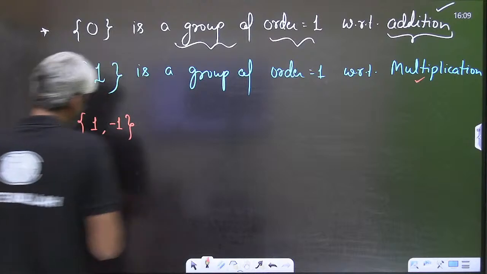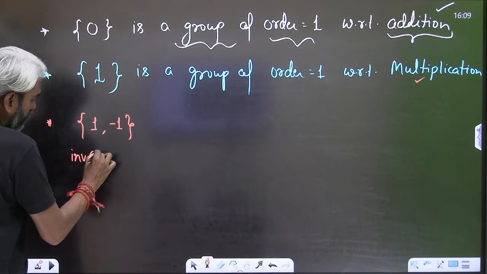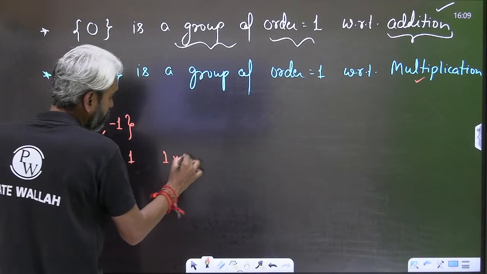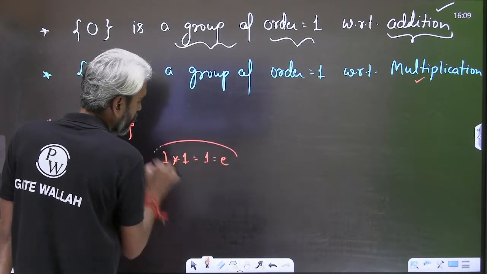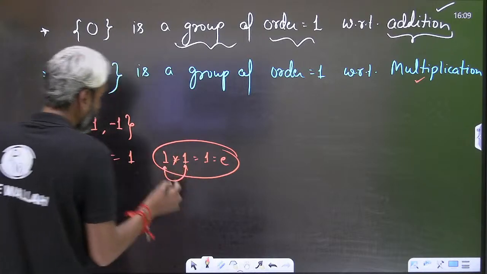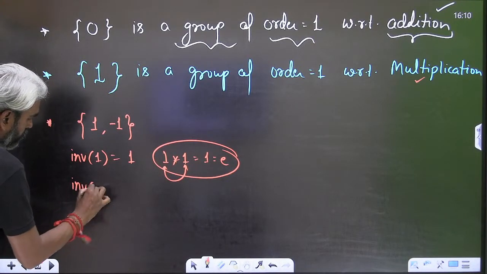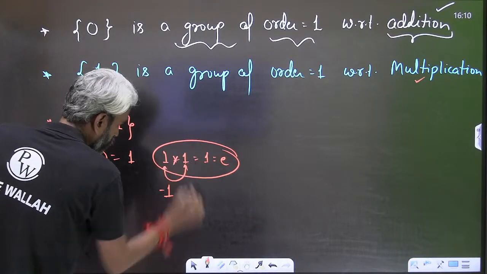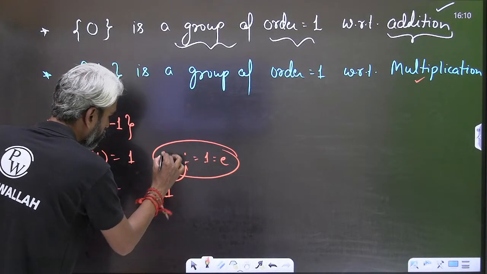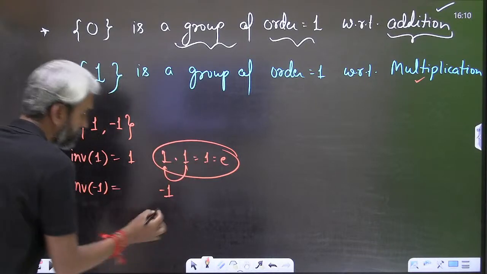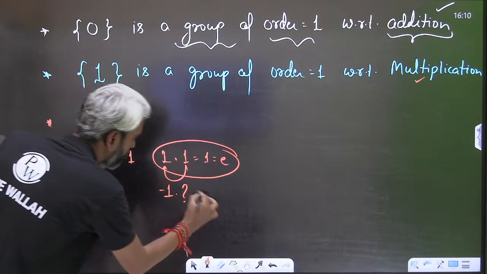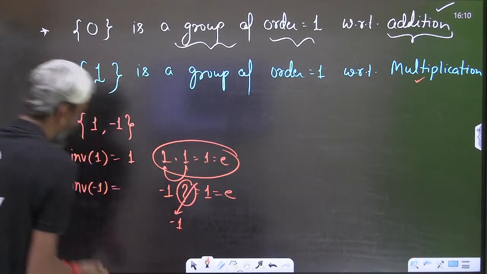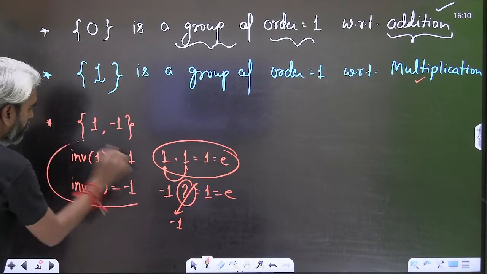Now, what will be the inverse of 1? As I told you, the inverse of the identity element will always be the identity element. Why? Because 1 times 1 is 1, which is the identity element. Therefore, 1 and 1 are inverse of each other. Similarly, what will be the inverse of minus 1? With what element do we multiply minus 1 so that the result comes out as the identity element? So this question mark must be minus 1. Therefore, the inverse of minus 1 will be minus 1.